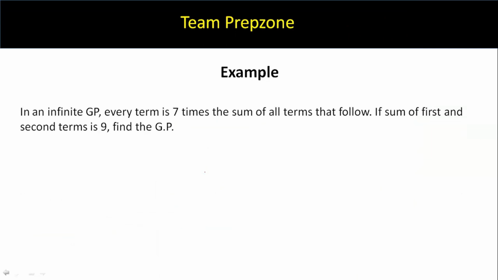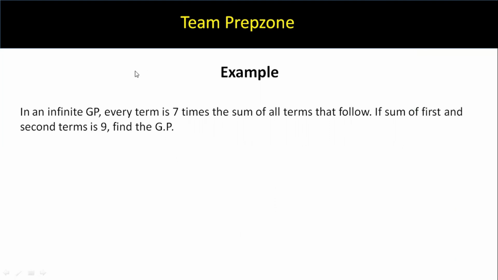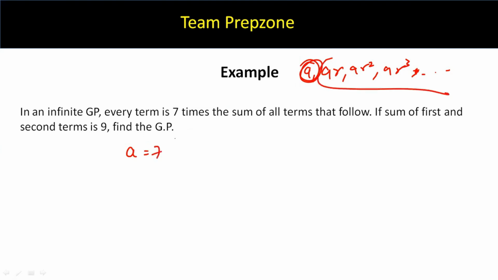Let's solve this question. So what we have to do here is, see, in an infinite GP, every term is 7 times the sum of all the terms that follow. Say my GP has terms A, AR, AR square, AR cube, and so on and so forth. If the first term is 7 times the sum of all the terms that follow, then A is equal to 7 times (AR plus AR square plus AR cube and so on till infinity). This is what they are saying.